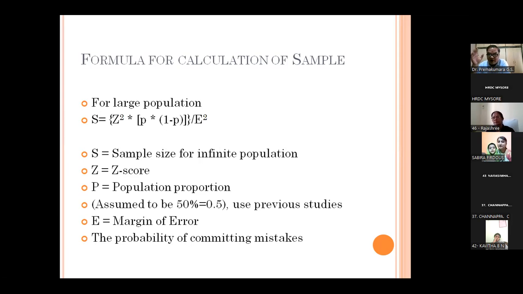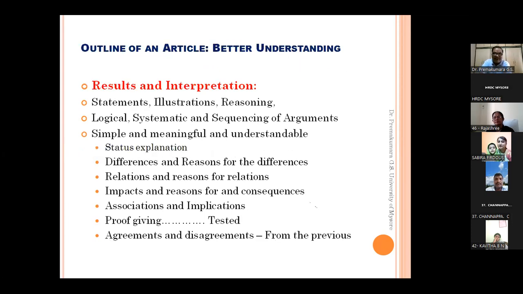Simply it is not 200. Why is it 200? Because of the confidence, because of the error, I am selecting this many samples. That should be the answer. To write like that, you have to use this formula for fixing the sample size. If time permits, at the end I will show in an Excel sheet how we can calculate this sample size, if anybody is interested. And then it is results and interpretation.